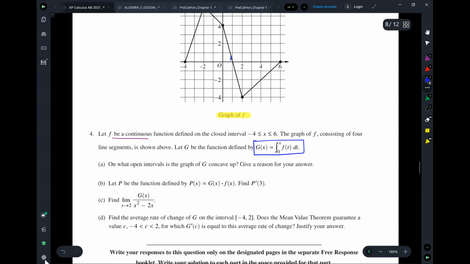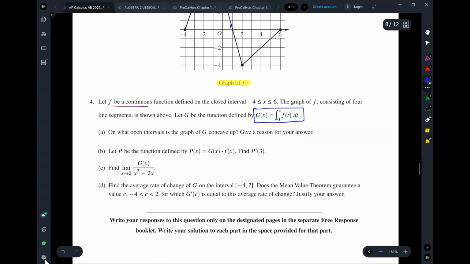On what open interval is the graph of g concave up? What? Where did that come from? Okay, so let's think about concave up. What does it mean that something is concave up? It's what is positive? Nope. One more. Second derivative. The second derivative is positive. Okay? So we want g double prime of x to be greater than 0. Okay. So this is g.